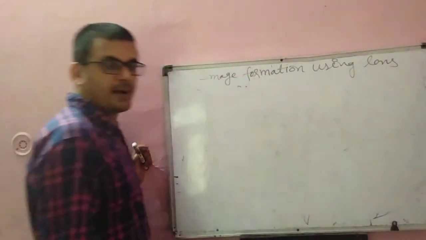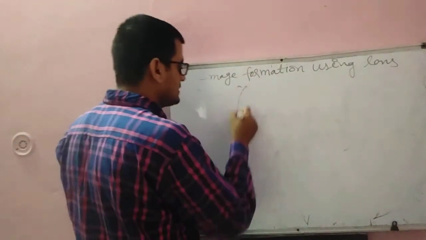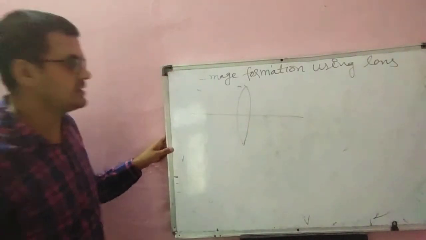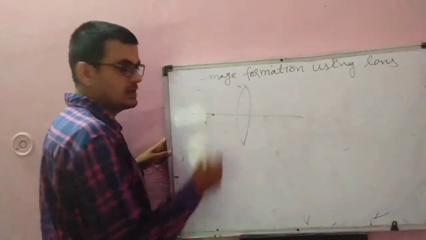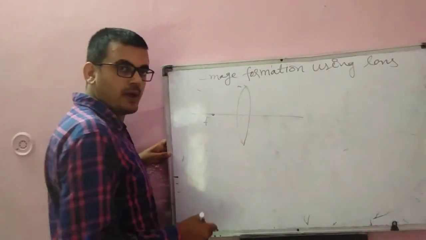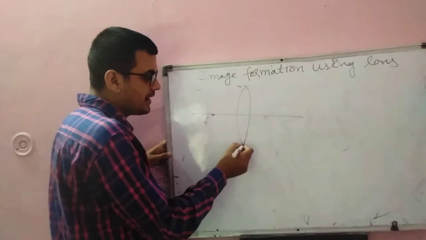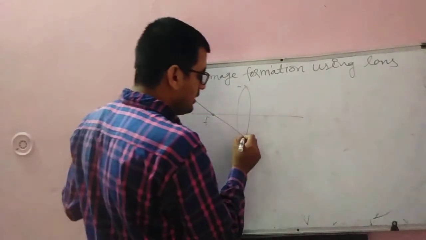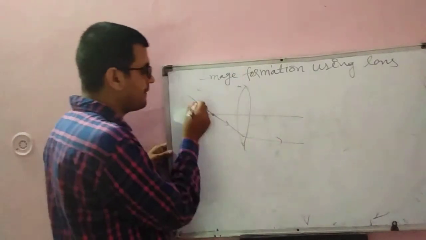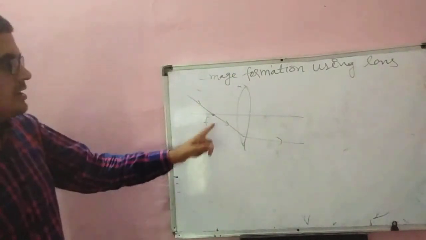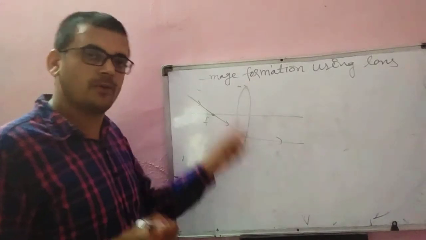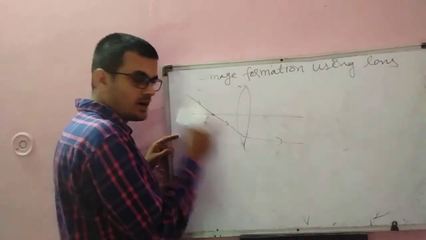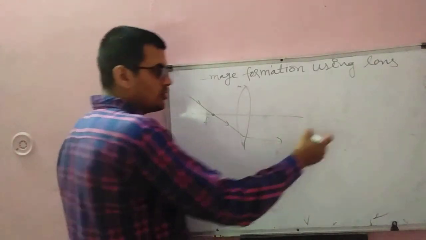when rays of light pass through focus. This is concave, convex lens, this is principal axis, this is the focus. So the question is, when ray of light passes through focus, what will happen? It will become parallel to the principal axis, like this. In both cases, in convex as well as concave. Okay, rays of light passing through the focus become parallel to principal axis.